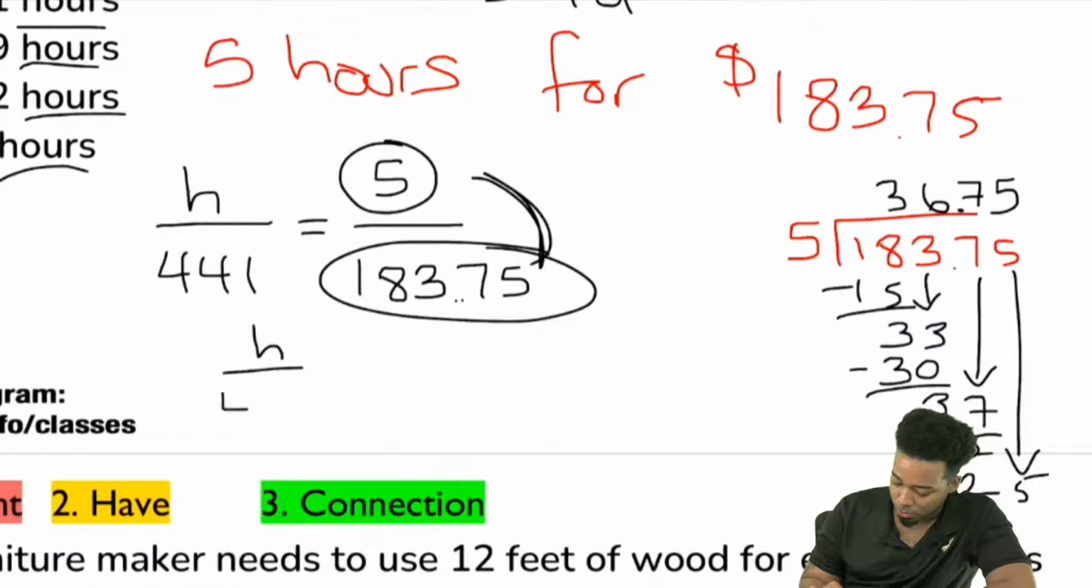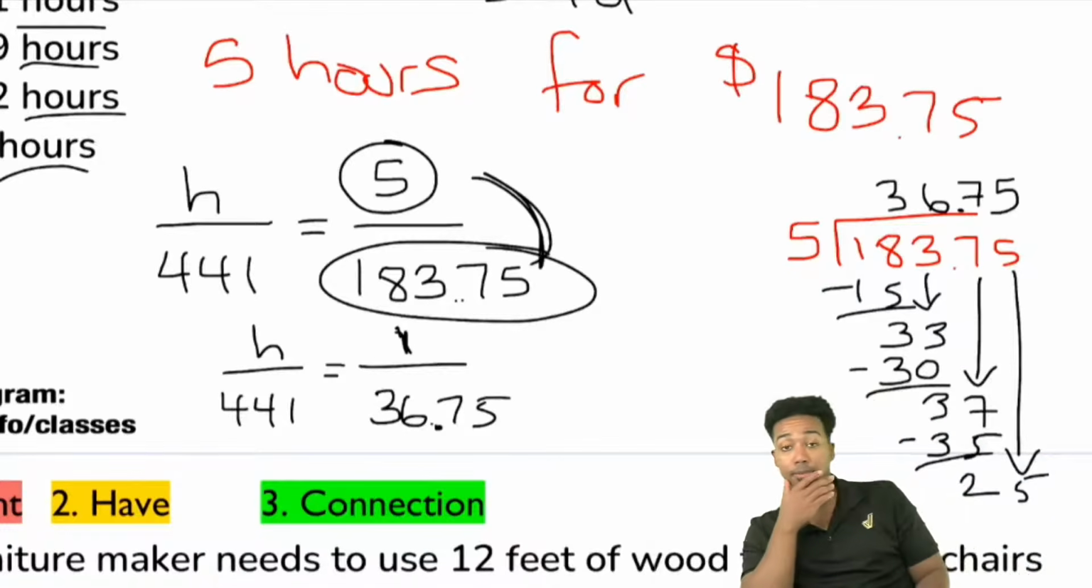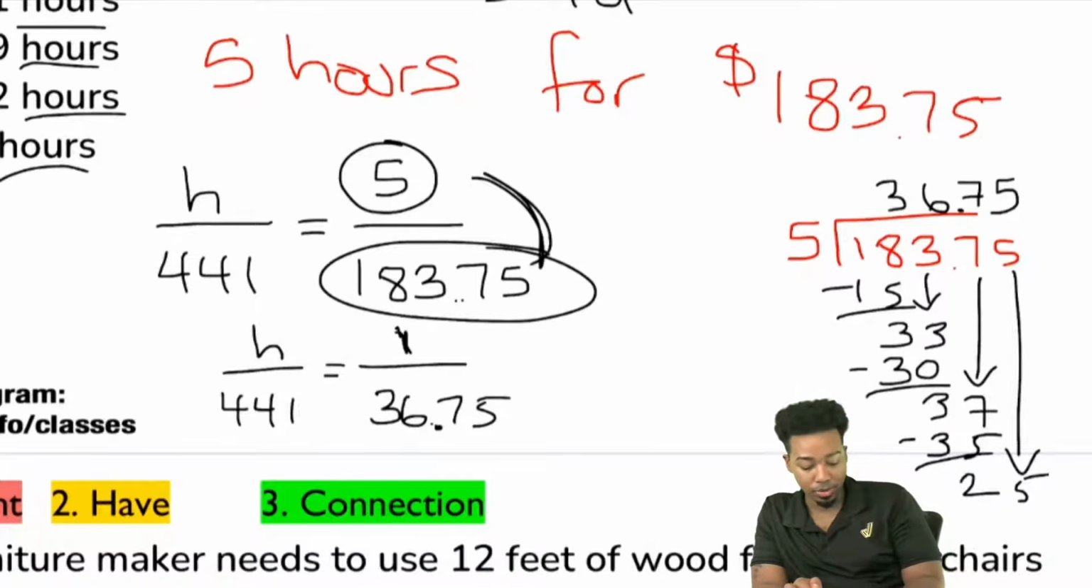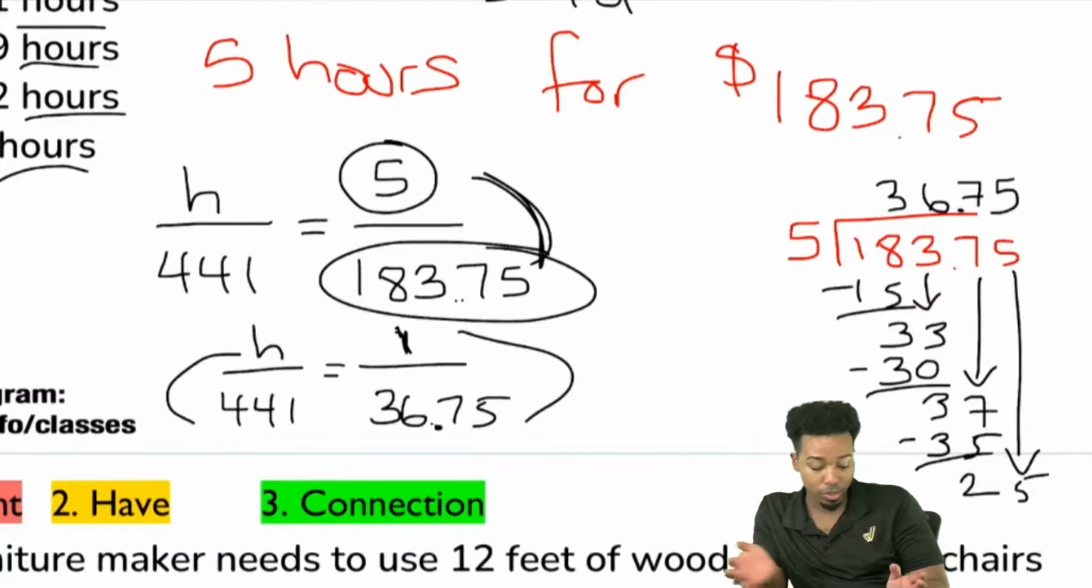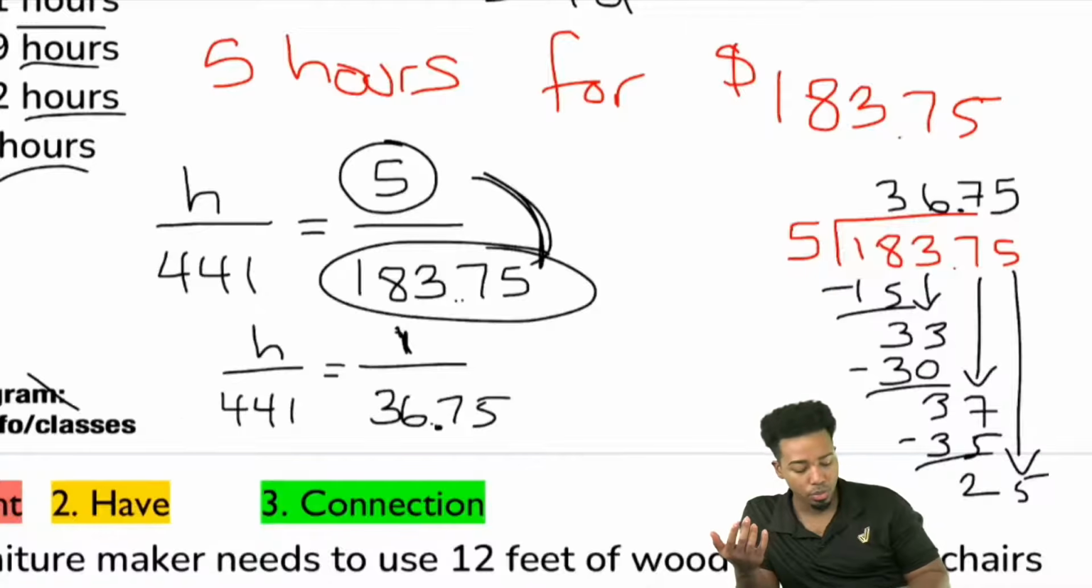We have H over 441 equals 1 over 36.75. So is that enough to get the problem done? Well, what you're going to have to understand is you're going to be cross multiplying here, and then you can divide, or you can notice that to go from 441 to the answer, you could divide by 36.75, but still you're doing the same math.